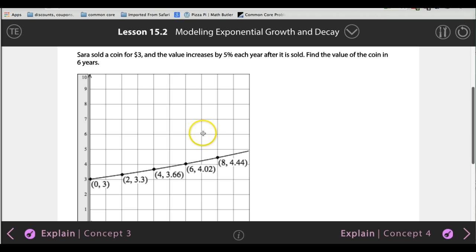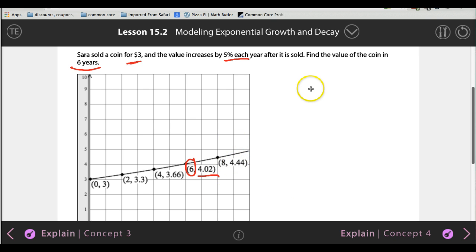And in this question, actually, all you have to do is just look at the graph here and the answer is given to you. Sarah sold a coin for $3, okay? So in the beginning, which is 0, how much do you have? $3, right? And then the value increases by 5%. They already graphed it for you. Find the value of the coin in 6 years, okay? So 0 years, 3. So 2 years, 4 years, 6 years. In 6 years, how much is it going to be? 4.02.